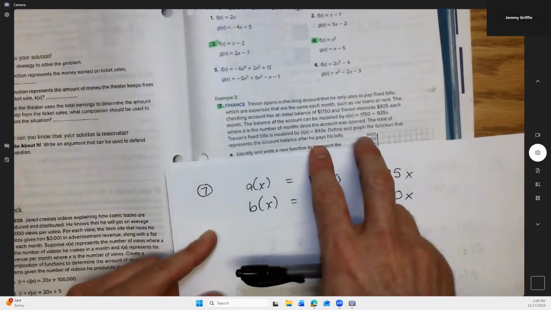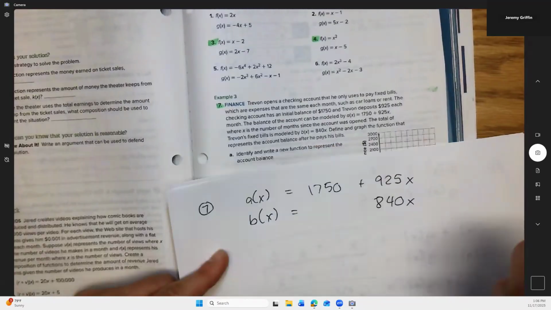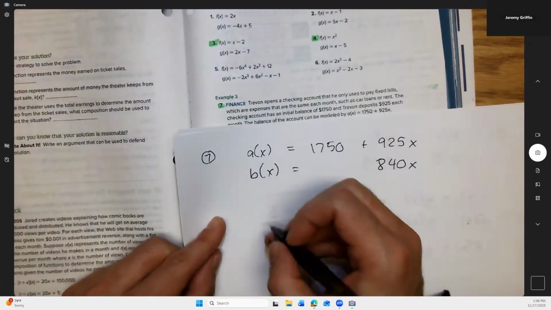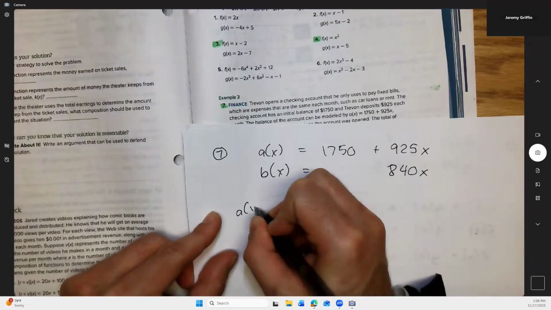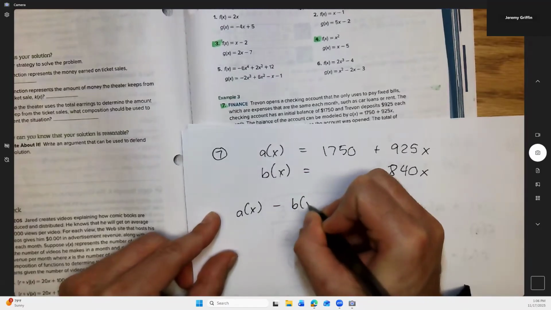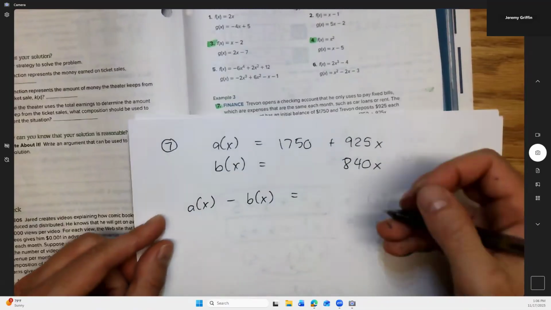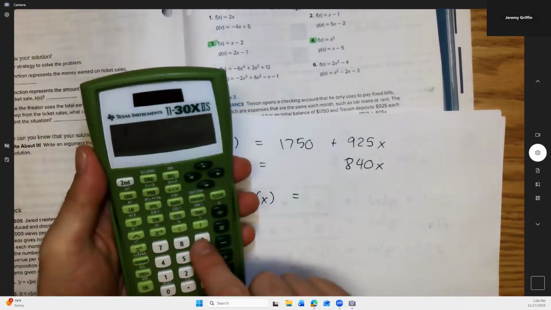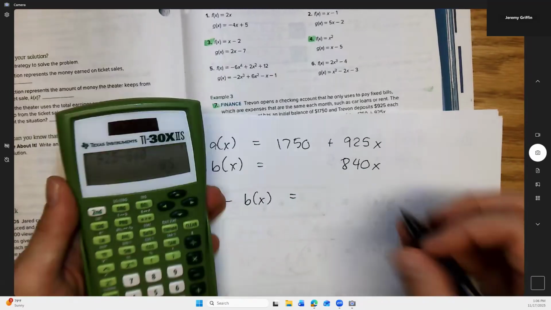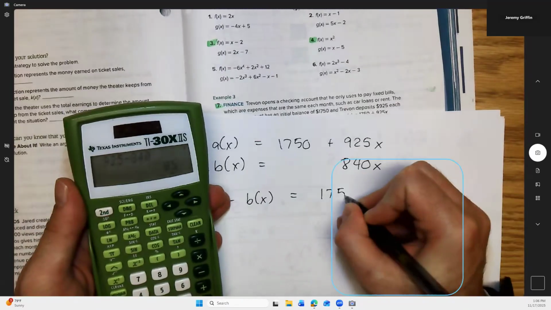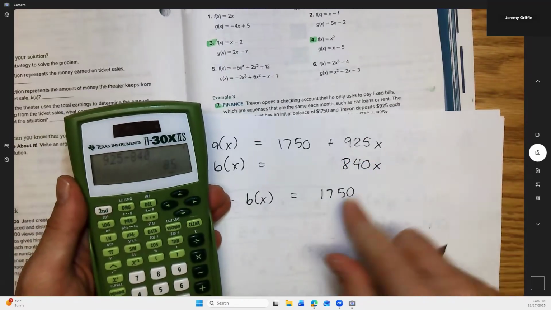So define the function that represents the amount he has after he pays his bills. Well, that would be what he's putting in, A of x, minus his bills that are being pulled out, B of x. And I lined up the x terms. So 925 minus 840 is 85. So we started with $1,750. This is a hard number of dollars.